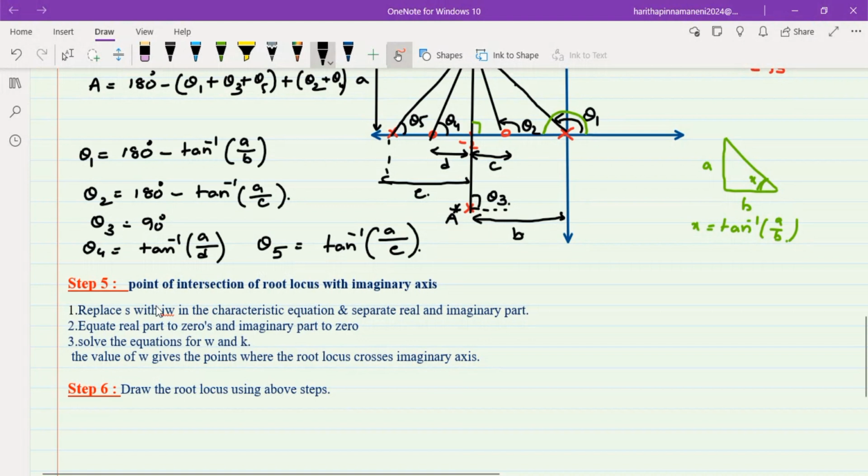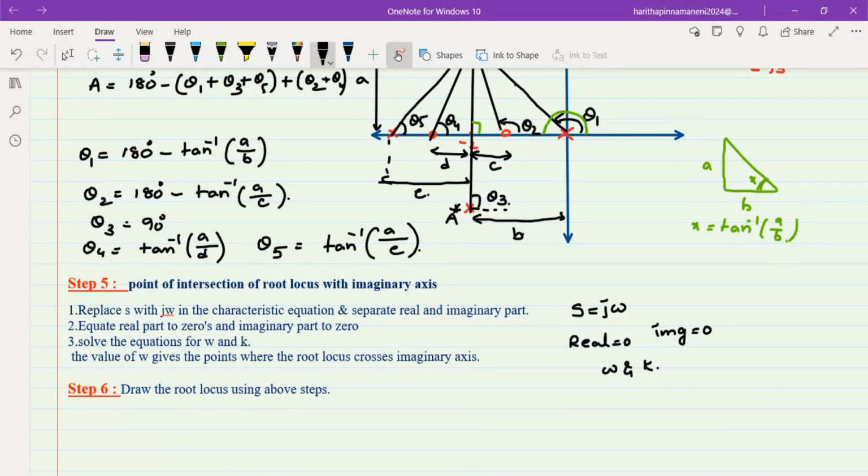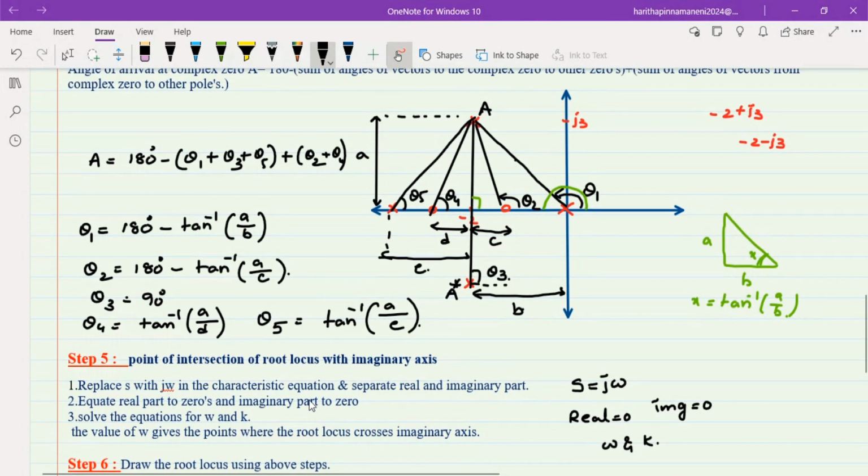And next step, point of intersection of root locus with the imaginary axis. So where the root locus is intersecting the imaginary axis, for that first consider the characteristic equation, then replace S with j omega in the characteristic equation. After replacing this, separate the real parts and imaginary parts and equate them to 0. Real part is equal to 0 and imaginary part is equal to 0. Then you will get the values of omega and k. Whatever values of omega you are getting, that is nothing but the crossing point on the imaginary axis. So that's it. These are the steps to draw the root locus.